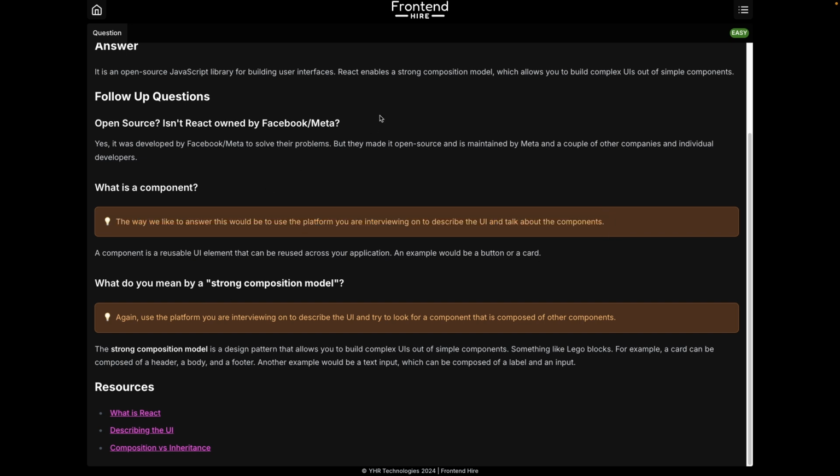And again, we also talked about how it's a strong composition model. Use the platform you're interviewing on to describe the UI and try to look for a component that is composed of other components. We are talking about a strong composition model, meaning it's basically components composed of other components. This is a design pattern that allows you to build complex UIs out of simple components, something like Lego bricks. For example, a card can be composed of a header, a body, a footer, and another example would be a text input.